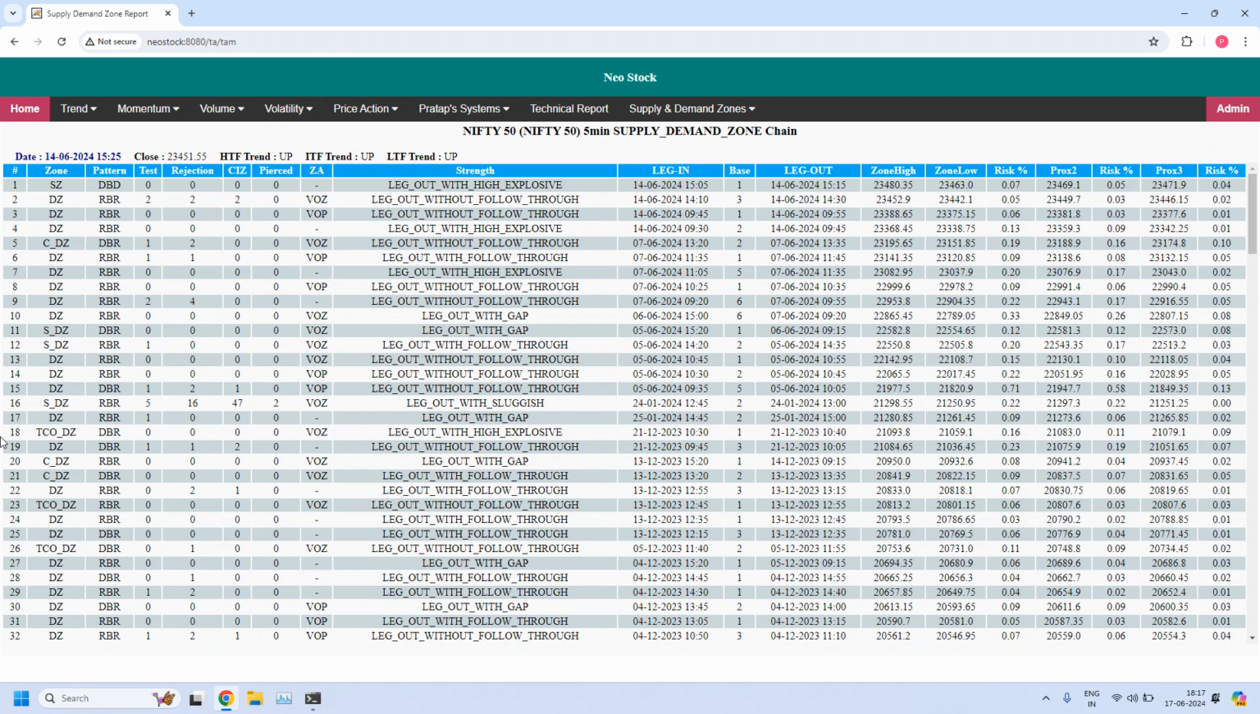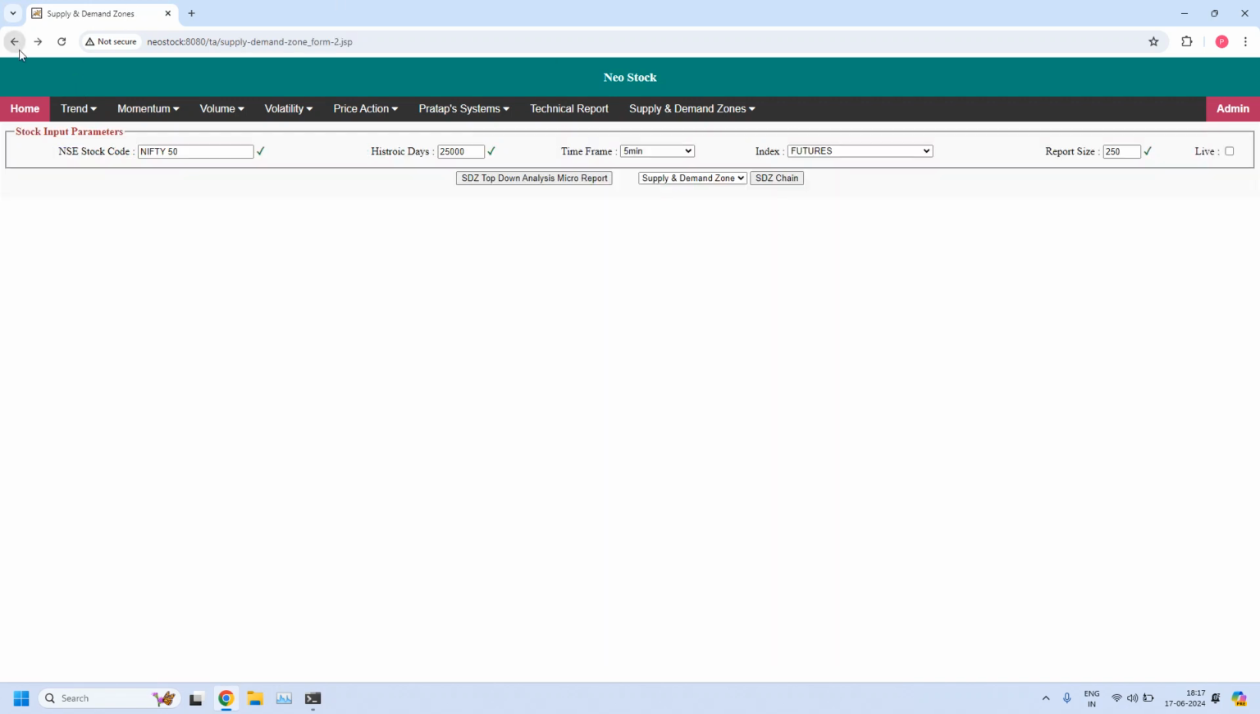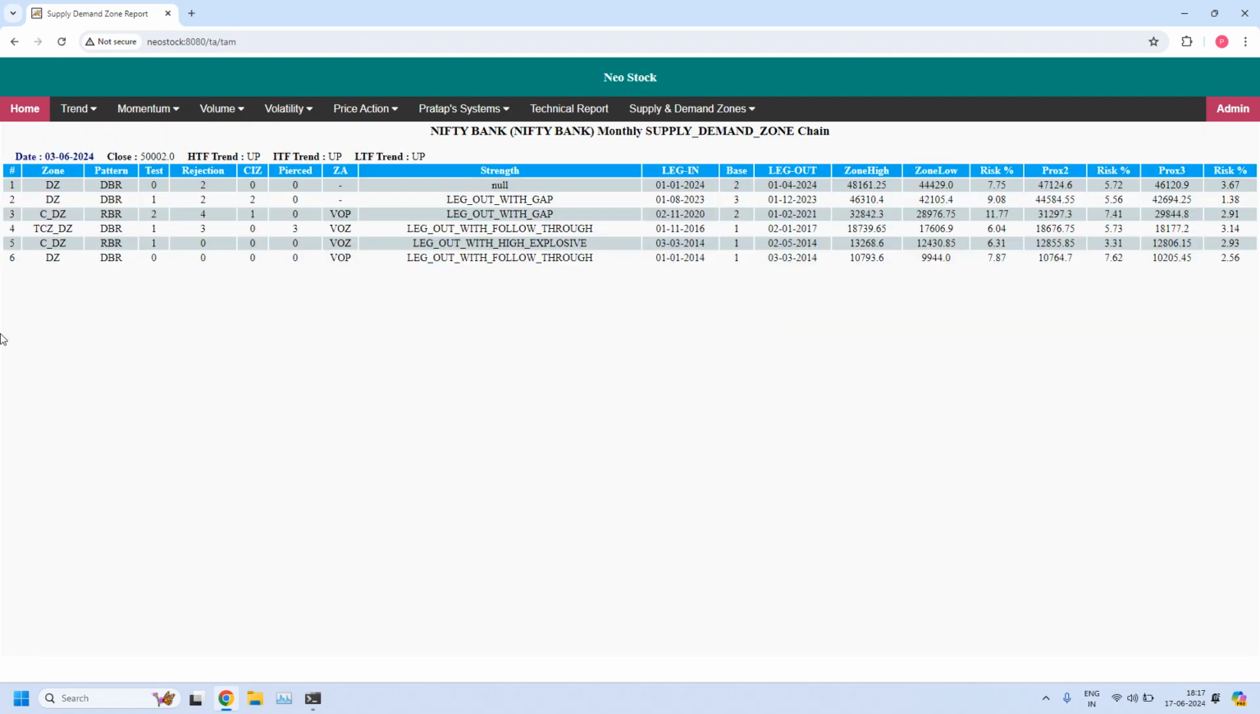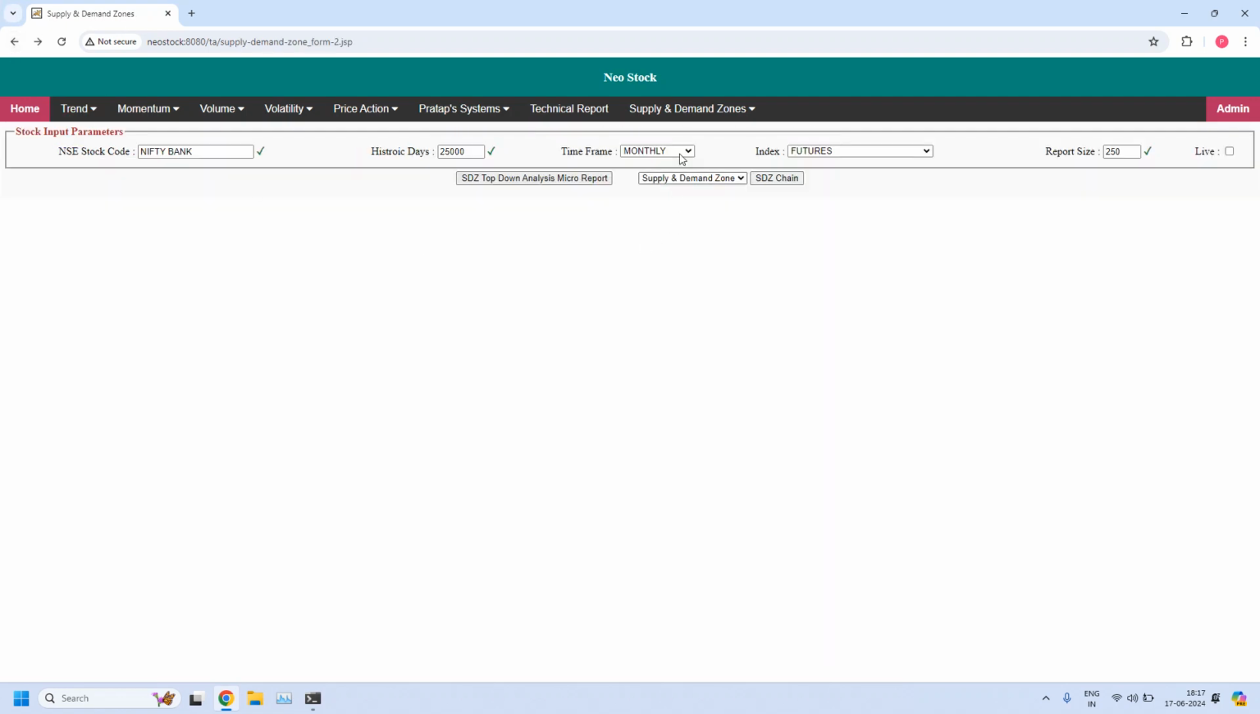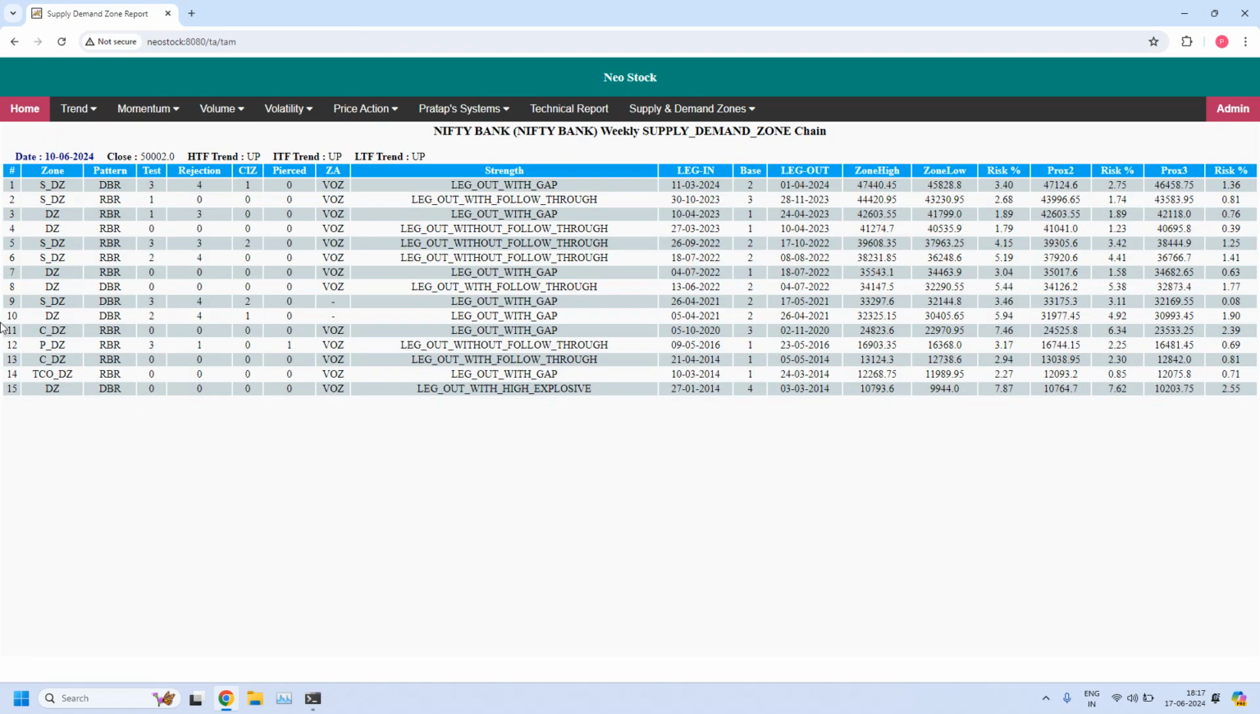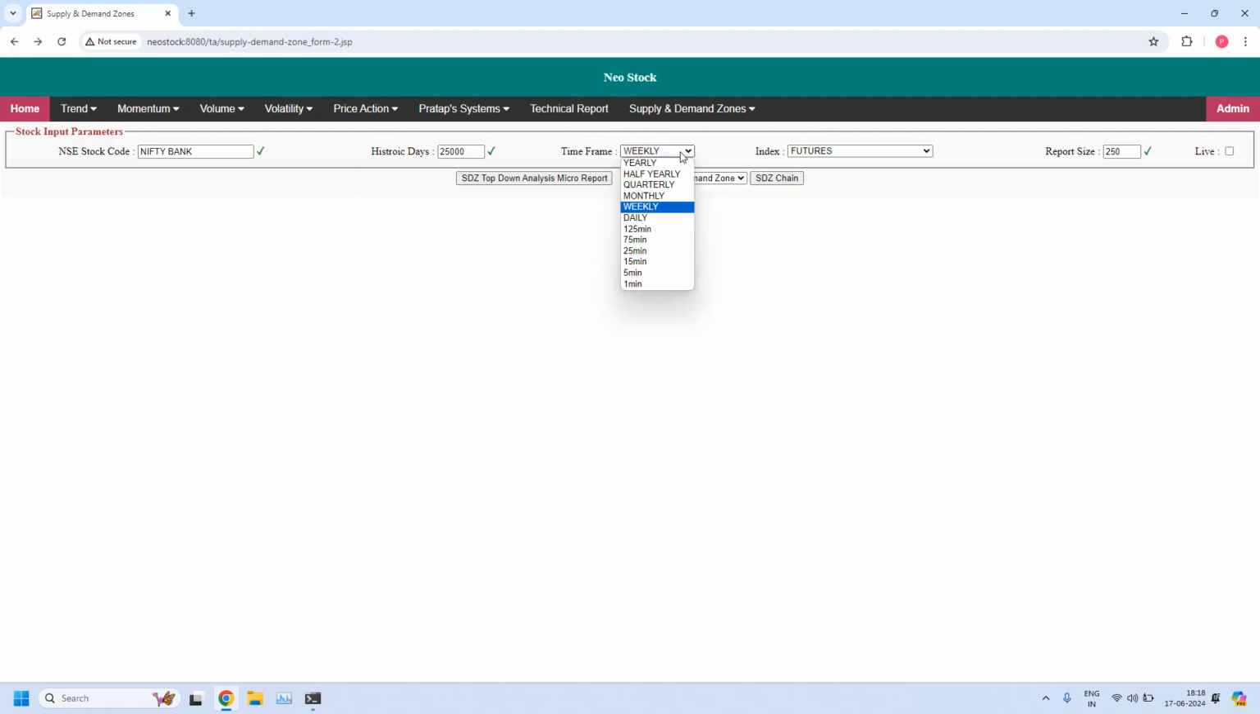Now let me generate a Bank Nifty supply demand zone chain, starting from monthly time frame. This is Nifty Bank, that is nothing but Bank Nifty. So this is Bank Nifty supply demand zone chain for monthly time frame. Now let me generate weekly time frame. Now let me generate a daily time frame.